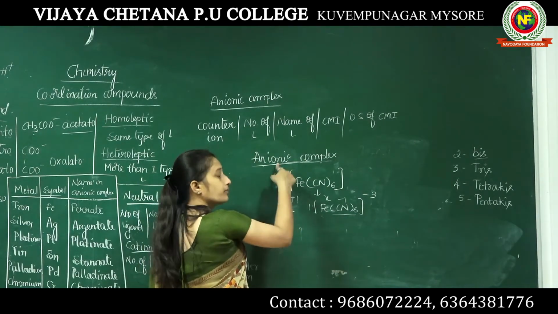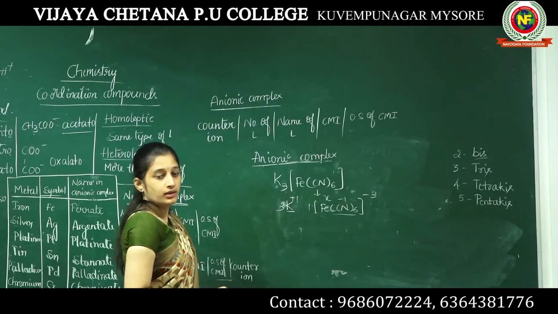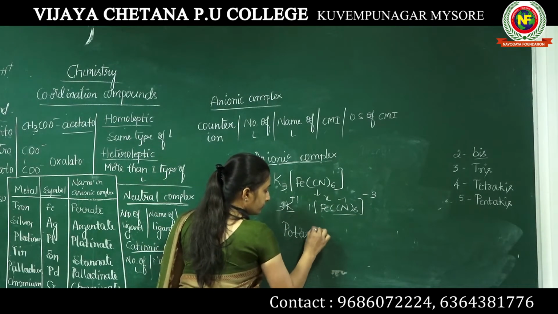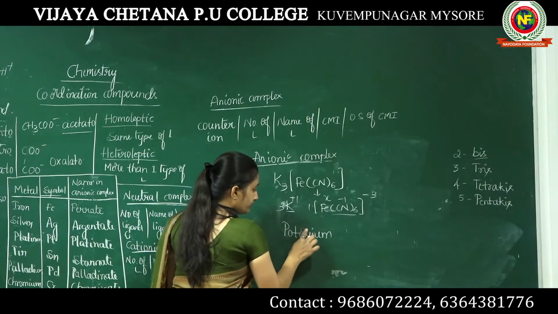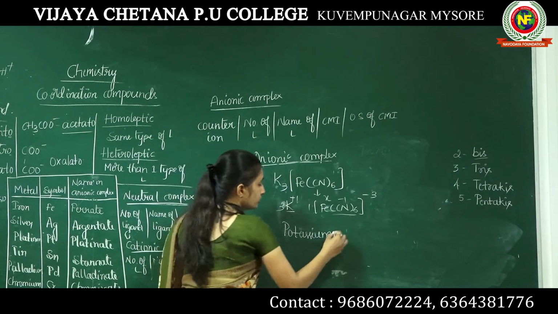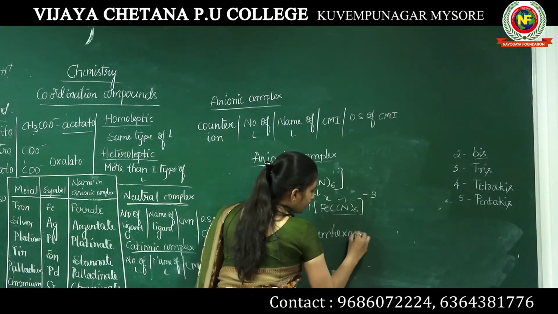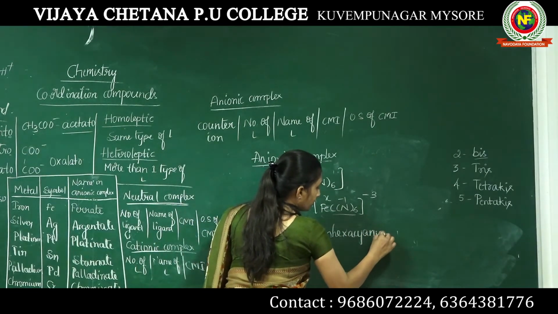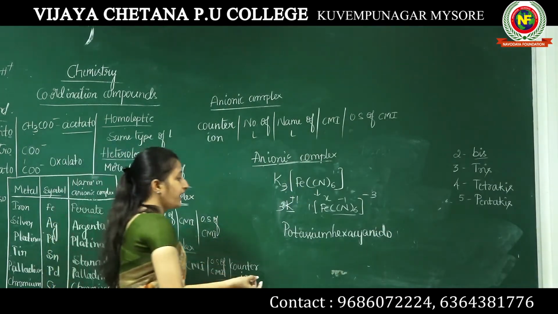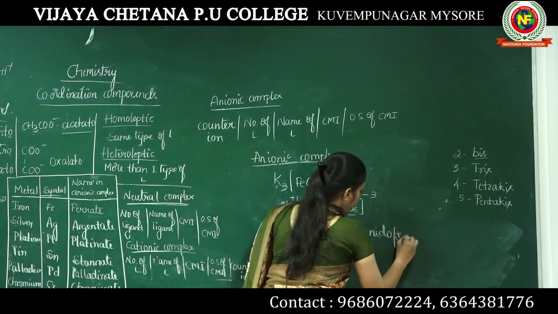This is also an example of an anionic complex. So potassium hexacyanido. Same. Iron becomes ferrate.